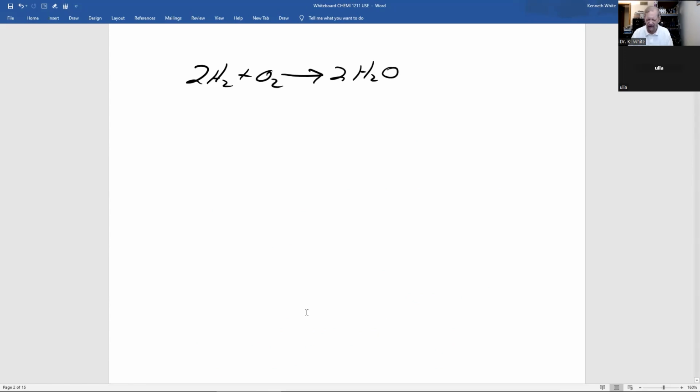And what that means is, if you look at this chemical equation, the coefficient is the number in front of the formula. When there's no number, it's the number 1. And this tells me 2 moles of hydrogen gas react with 1 mole of oxygen gas to make 2 moles of water, H2O. And this is true for all balanced chemical equations.